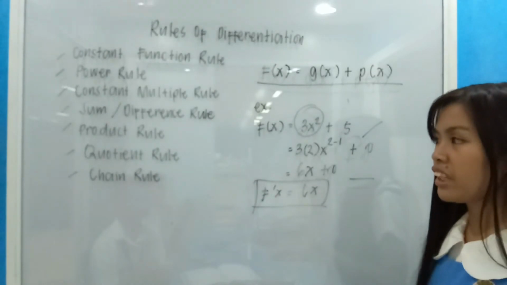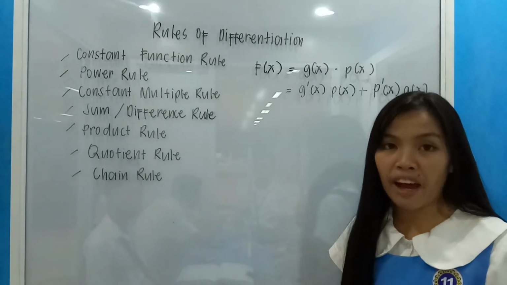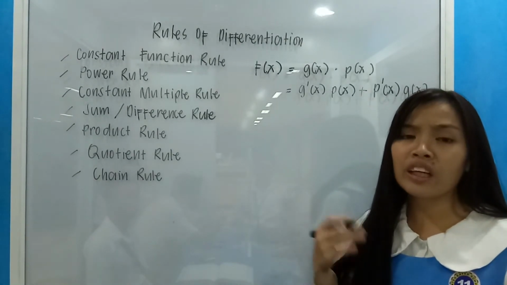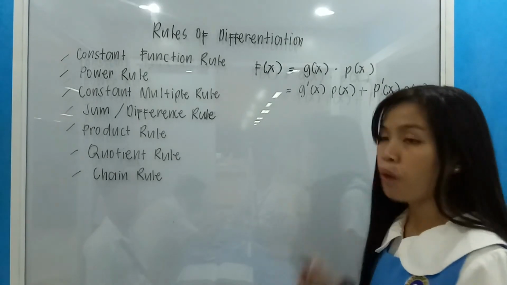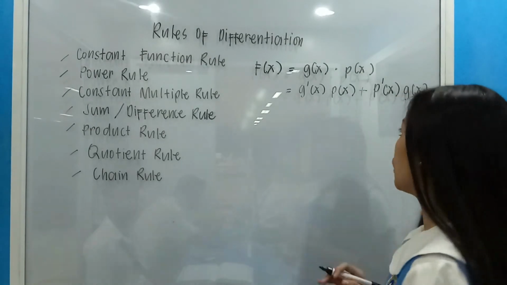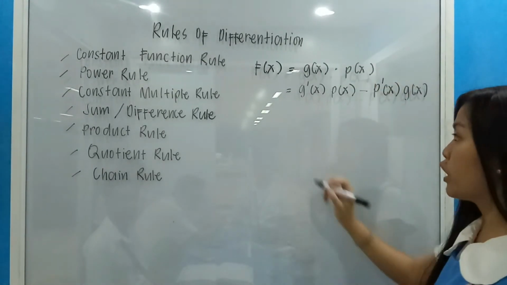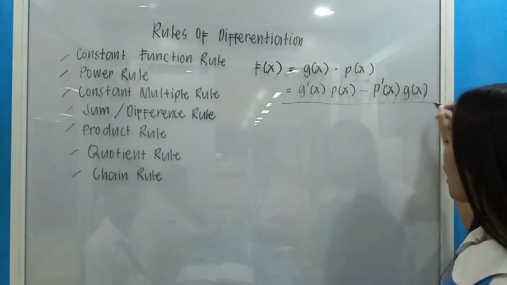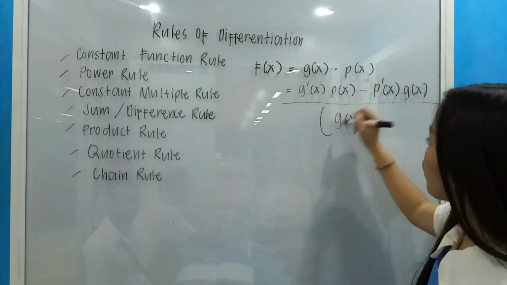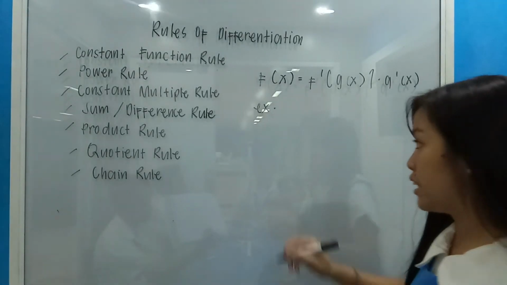Now, let us proceed to explaining how we could apply the product rule. In solving for the derivative of a function, applying the quotient rule is also the same as applying the product rule. However, the only difference is the operation you're going to use. Instead of addition, we're going to use subtraction, and we are going to divide this function by our g of x squared.